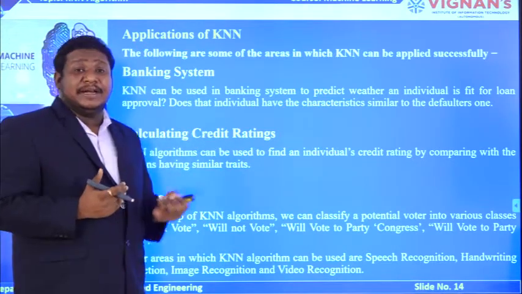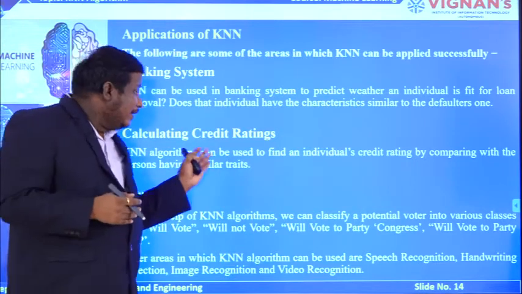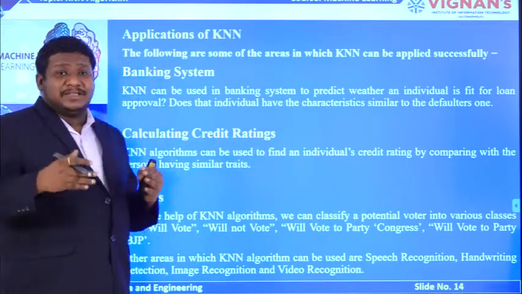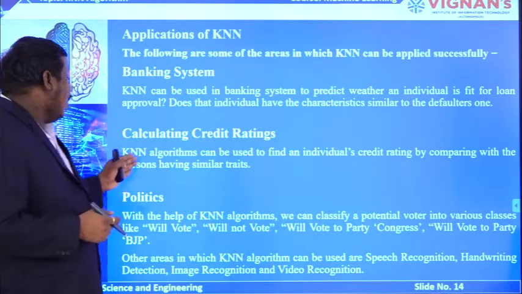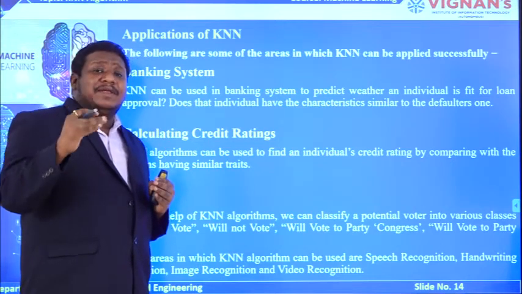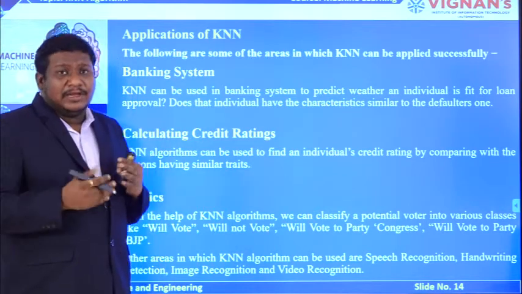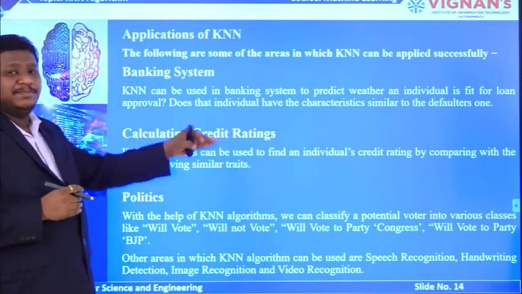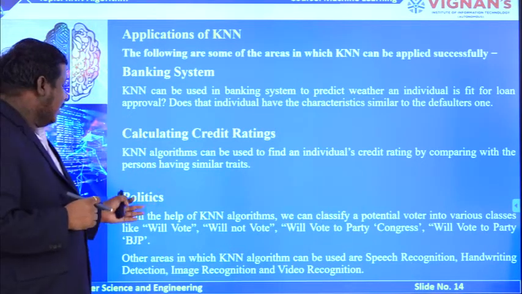Similarly, calculating credit ratings. By allocating credit to a customer, or allocating a credit card, or allocating a loan based on a credit card, all these things, whether any user having a credit card is able to get credit from the bank or not, such applications can be processed by using the KNN algorithm.